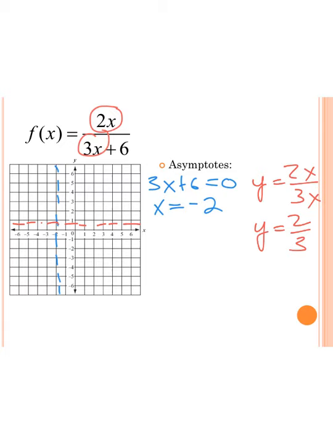Okay, now we want to go ahead and find some intercepts. To find my x-intercept, I'm going to take my numerator and set it equal to 0.